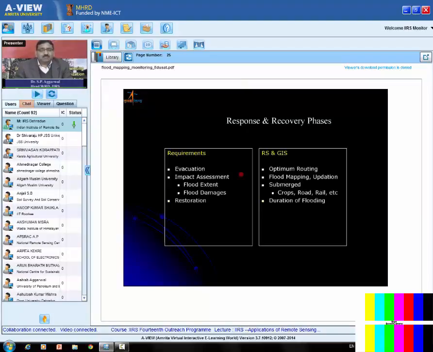Response and recovery phase. So immediately, response. What do you need? Evacuation, impact assessment, flood extent, flood damage, restoration. What will remote sensing and GIS provide you? Optimization of the routing, flood mapping, submergence of the crop, submergence of the road, submergence of the rail, duration of the flooding, depth of the flooding.